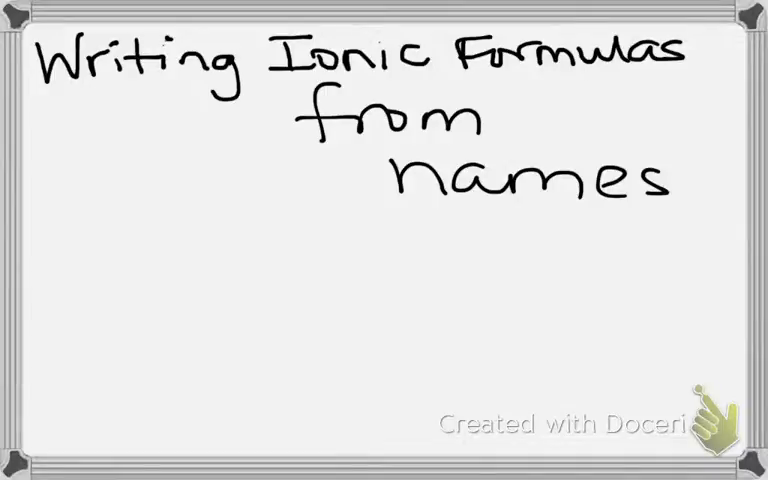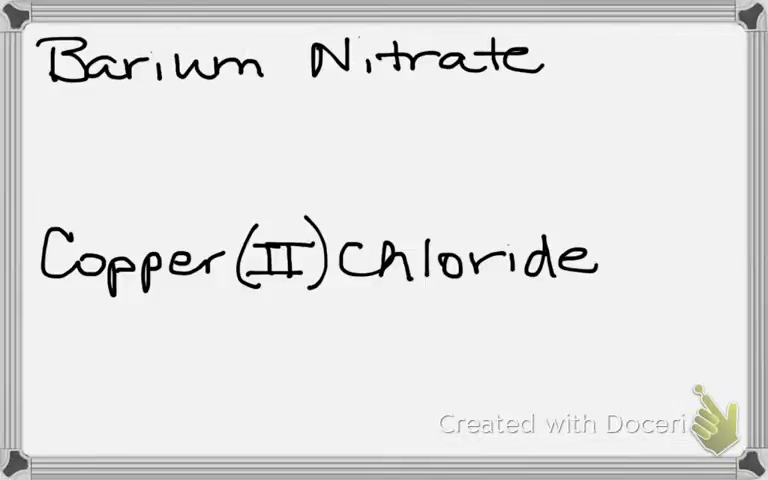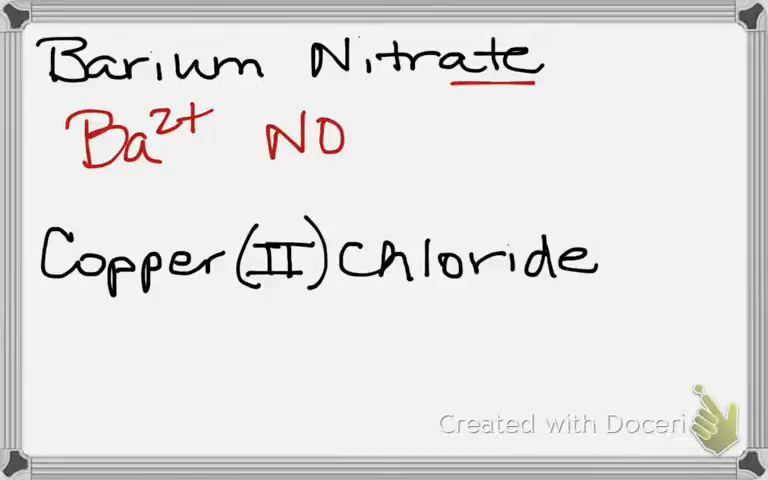Hey guys, so at this point you have been able to write formulas from names, but you don't really know how to name from formulas just yet. So let's go over a couple of writing the formula from the name, just to remind you where you are and get you back thinking about chemistry. So barium nitrate: barium is 2+, it's in group 2. Nitrate is a polyatomic ion, NO3 minus.